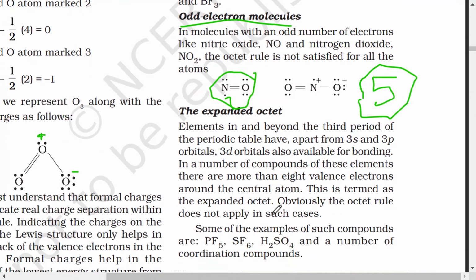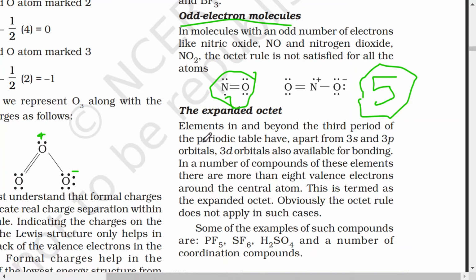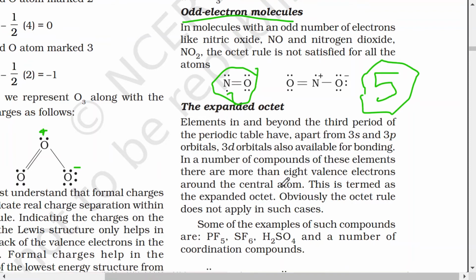Sometimes, right? The expanded octet. For elements in and beyond the third period of the periodic table, apart from 3s and 3p orbitals, 3d orbitals are also available for bonding. In a number of compounds of these elements, there are more than 8 valence electrons around the central atom. This is termed as expanded octet. Obviously, the octet rule does not apply in such cases.